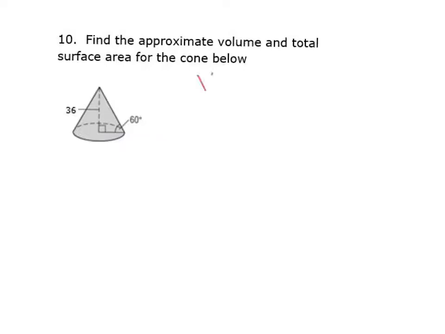Okay, so here we're going to find the approximate volume and then the total surface area. So starting off with volume of a cone, we're looking at 1/3 pi times our radius squared, and then we're going to multiply it by the height. So we need to find the radius. This right here is a special right triangle.